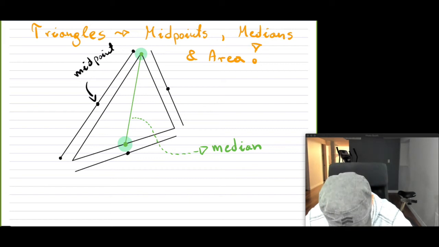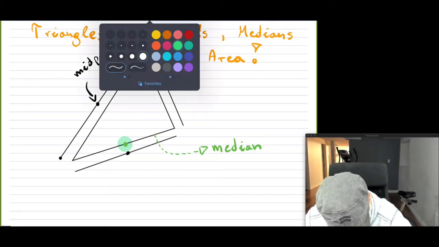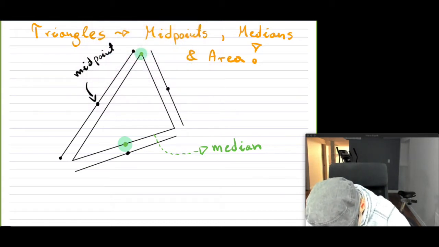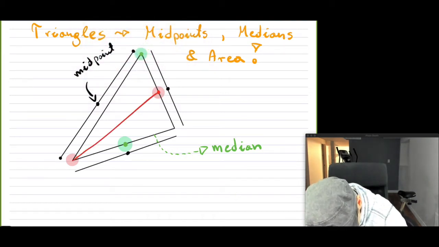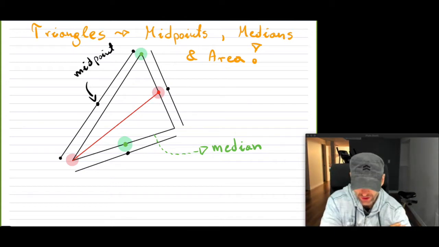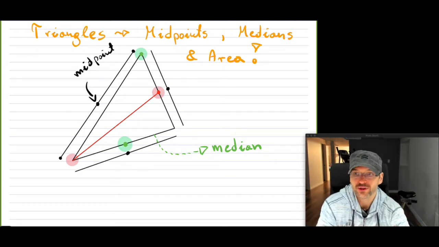So for example, I could take this vertex and the midpoint right there, and if that was the midpoint, we could draw a median like that. And you can do that from any vertex of a triangle. All right, so now we know what a midpoint is, and we know what a median is, and how to locate those. Now the area of a triangle, so this is neat, right?